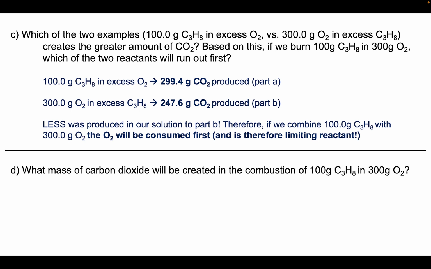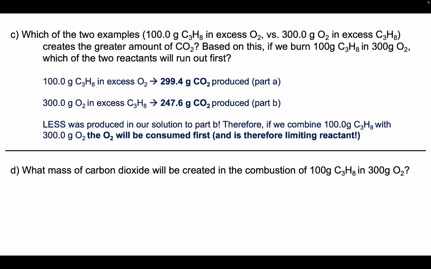And therefore, if we combine the 100 grams of propane with the 300 grams of oxygen within this reaction, it's going to be the oxygen that's consumed first. Because when we make 247.6 grams of carbon dioxide, all of the oxygen is going to be used up. That's the amount of oxygen that will be required to make this. 300 grams is required to make 247.6 grams of carbon dioxide. However, the propane will still be available because 100 grams of propane can make up to nearly 300 grams of carbon dioxide, and therefore it won't have been completely consumed yet. Oxygen is in this case our limiting reactant.